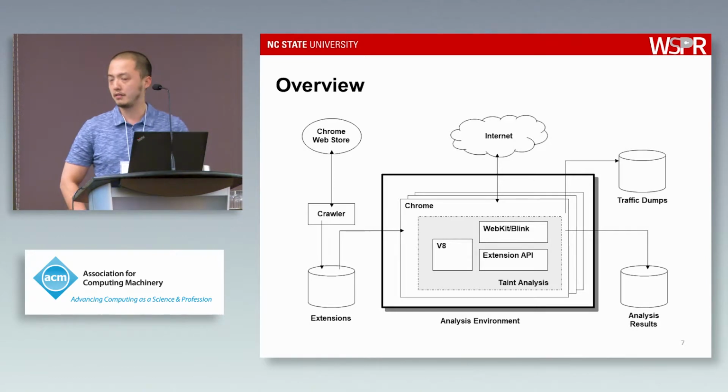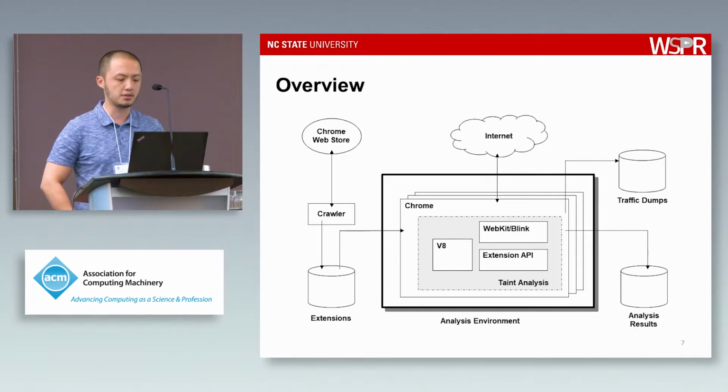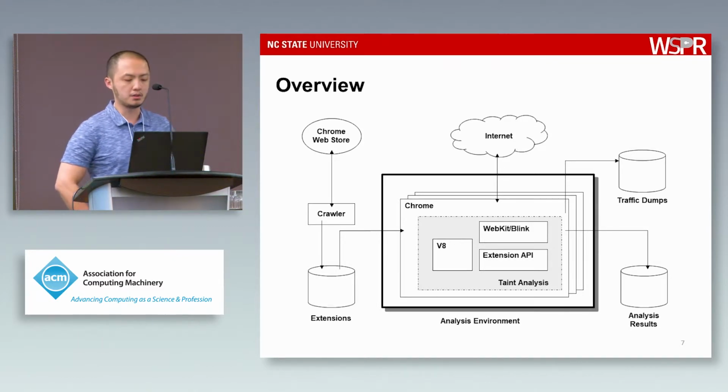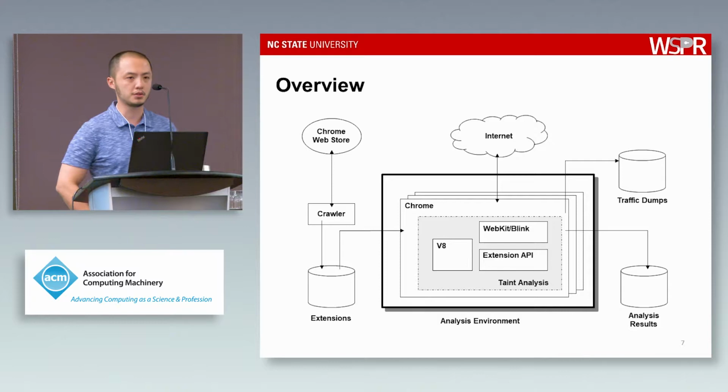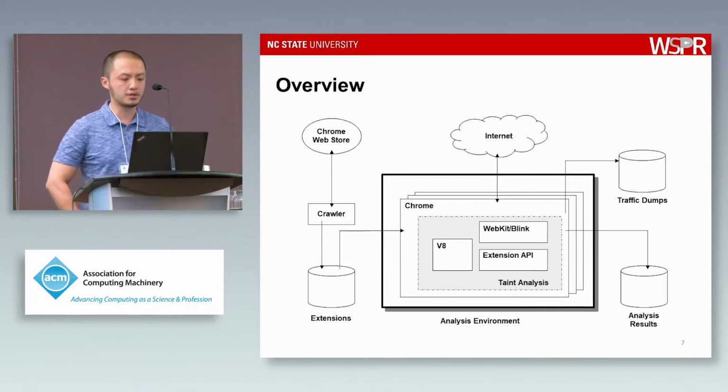On the left-hand side of the picture here, you can see a crawler that we use to periodically download the latest versions of all available extensions from online repositories, such as the Chrome Web Store. Then we store the downloaded extensions into a local database. The rest of the picture shows the core of our system. This system fetches the extensions from the local database and analyzes them one by one by loading them into a customized version of Chrome, which is then automatically driven to visit the web. Then we log any network traffic or analysis output that's generated as part of this process.